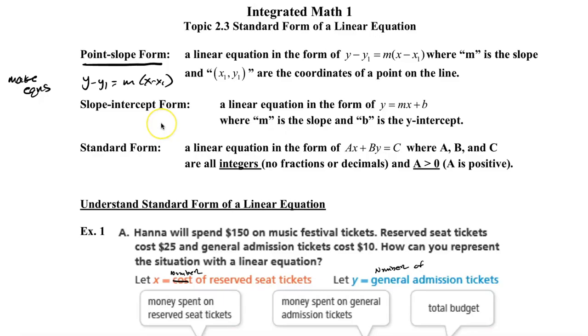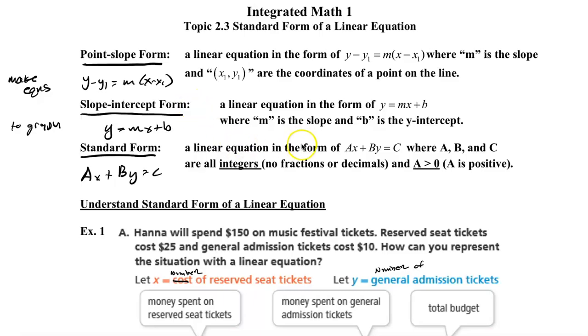We've also gone over the most famous of the forms, y equals mx plus b. That's when we use the graph. It's the easiest one to graph. And now we're going to talk about standard form, which is ax plus by equals c. Basically it just has x and y on the same side.